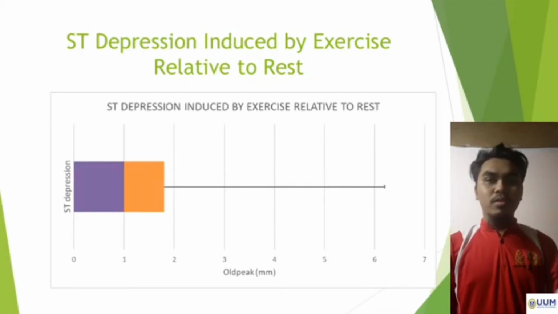Based on the box plots in figure 3.2.8, we can see that the minimum value of exercise-induced ST depression for patients with heart disease is 0 relative to rest. The 50% of patients for ST depression induced by exercise relative to rest is 1. Moreover, the maximum for ST depression induced by exercise relative to rest was 6.2.